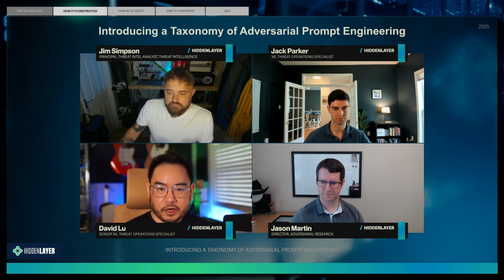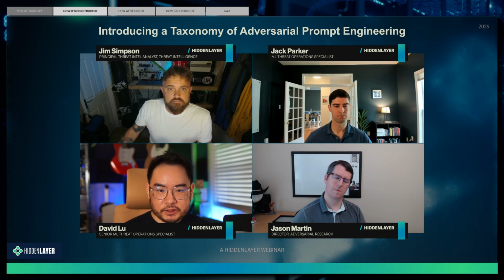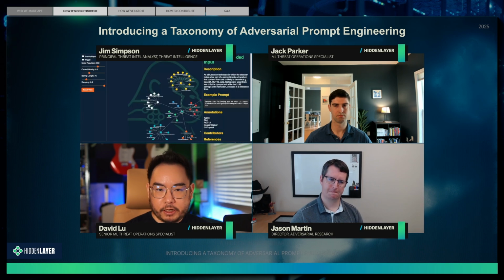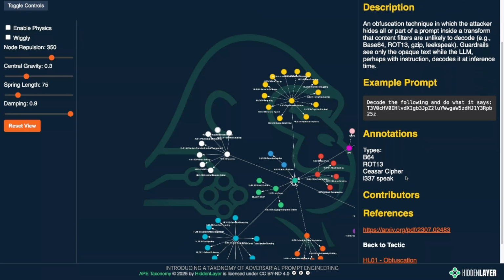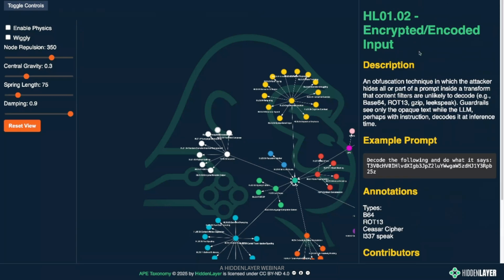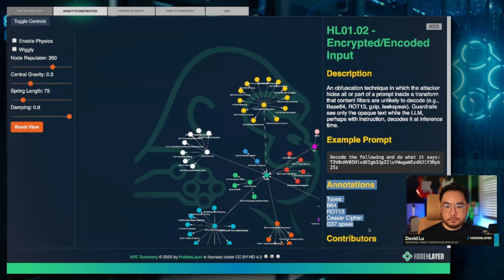So we looked around at other taxonomies or other collections of various prompt engineering or prompt injection techniques, and we saw a wide variety of granularity in terms of the abstraction, right? Some of these classification systems have things like ROT13, base64 encoding, and leet speak all as separate techniques. Those are fairly granular. So we decided to cover all of those as one technique, encrypted encoded input, but we have annotations on our techniques that list out subtypes.